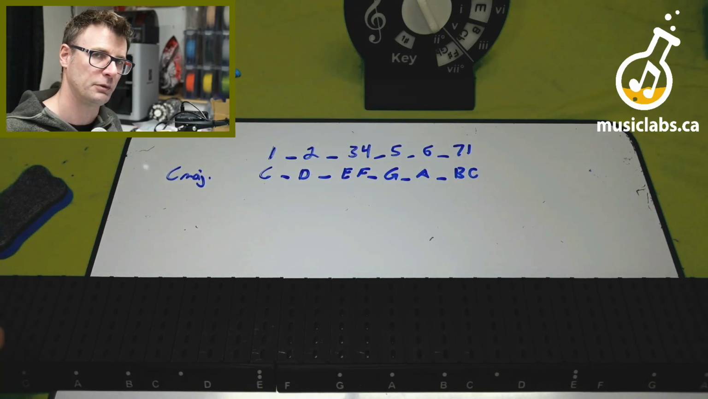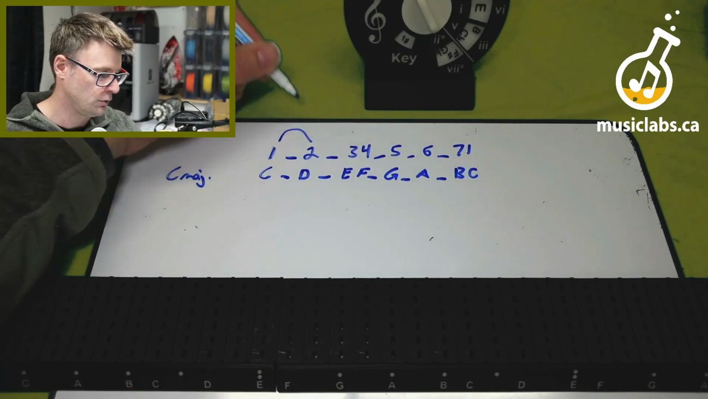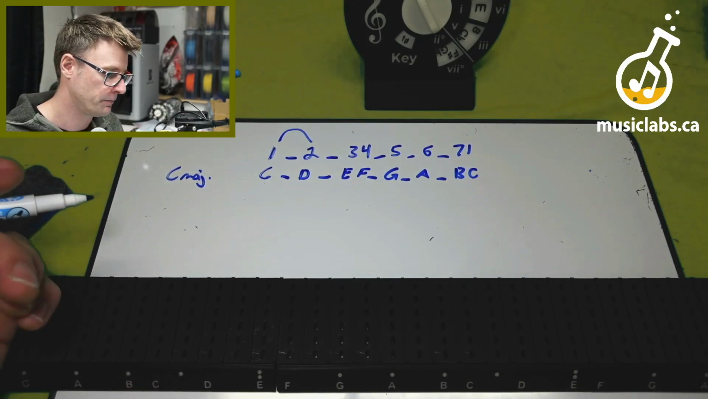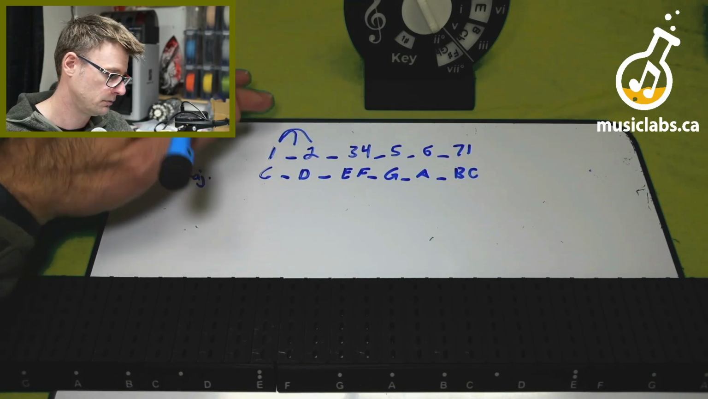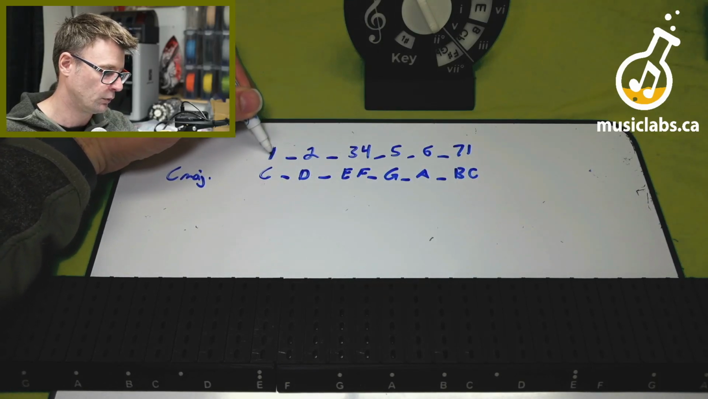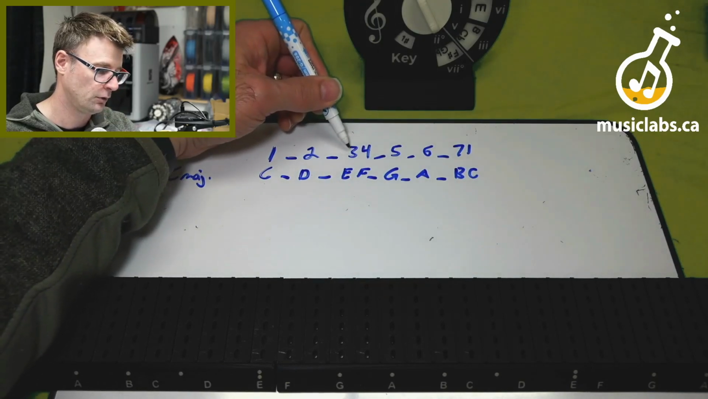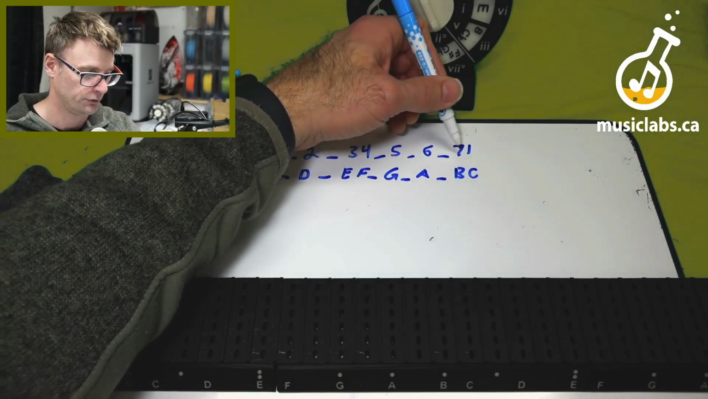Why is there a space between them? Well, that's the whole step, half step I was talking about earlier. So between 1 and 2 is what they call a whole step. Halfway between 1 and 2 is a half step. Okay? So it stands to reason that between 1 and 2 is a whole step, 2 and 3 is a whole step, 3 and 4 is a half step, whole step, half step.